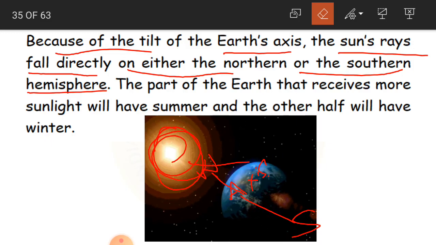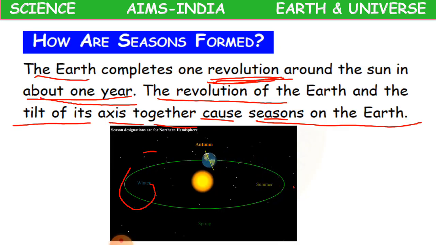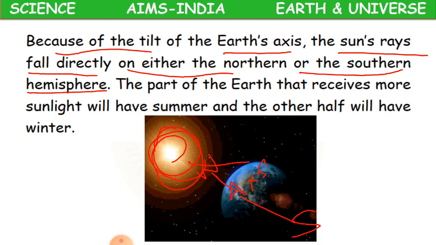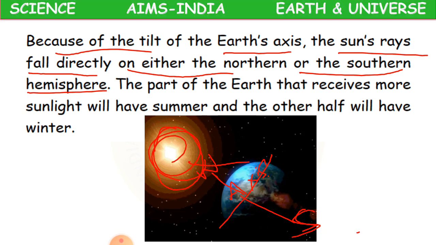Okay, so the part of the earth that receives more sunlight will be having summer. See here, yes, now here it is summer and now here it is winter. Okay, so same like that here, this part which is exposed to the sun will be having summer, suppose in the northern hemisphere, and here the southern hemisphere, which is receiving a lesser amount of sunlight, will be having winter. Clear, children?